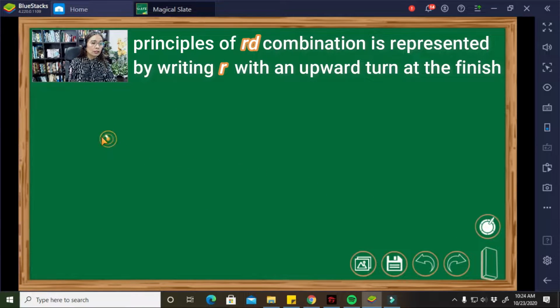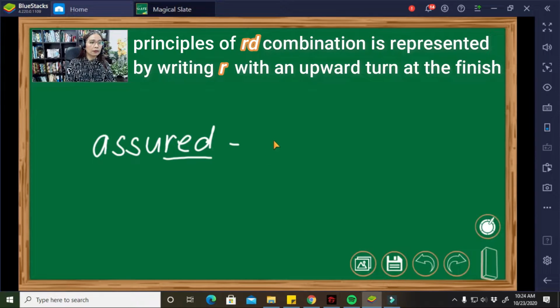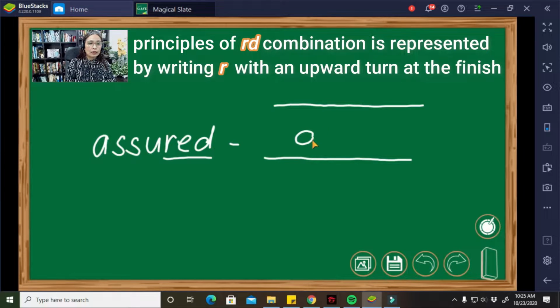For the word assured, we have an RD combination. There is a sound of ish here. So we have the sounds of A and then ish and an upward deep hook and then the RD combination. Assured. Another example, we have the word hired. We have RD again here.